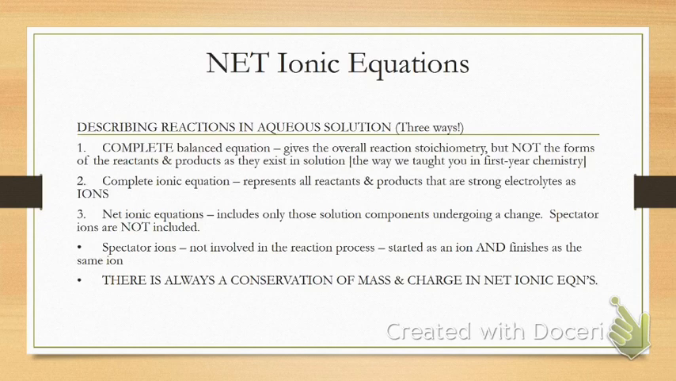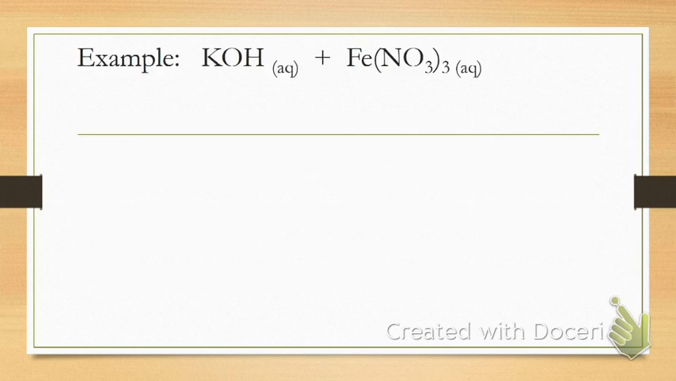Okay, but basically you write the complete equation, break apart anything that's aqueous, and then see what appears the same on both sides, and then mark those out, and then what's left is your net ionic. You will get to the point where you can just write your net ionic without having to write the complete and the molecular equation. If you can't, that's fine. You can always write out the thing.